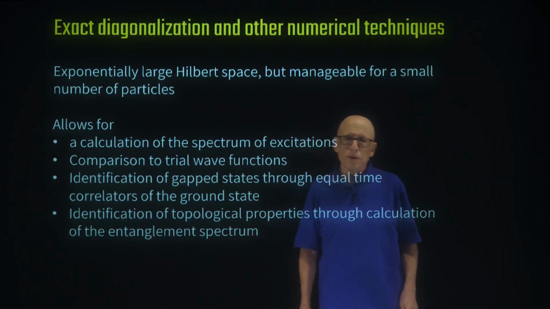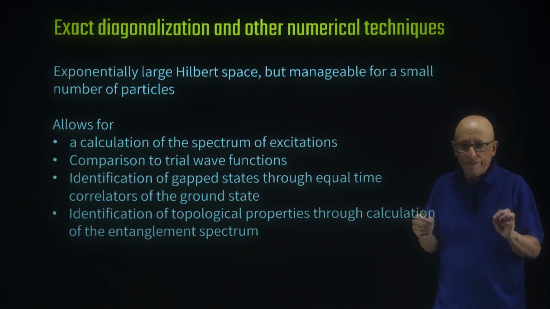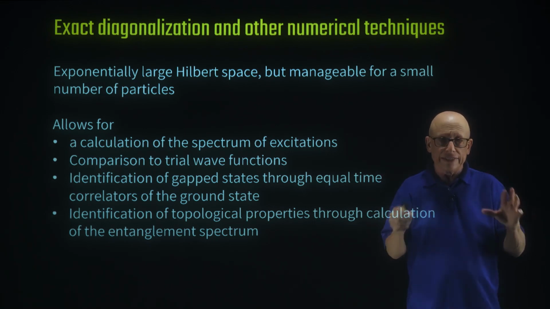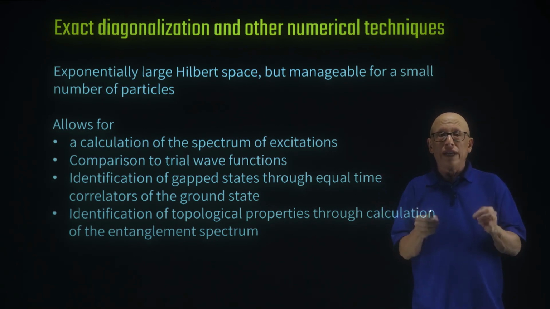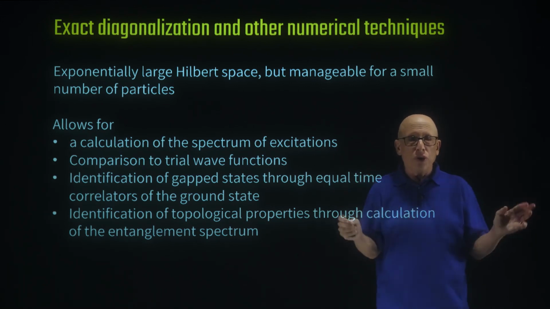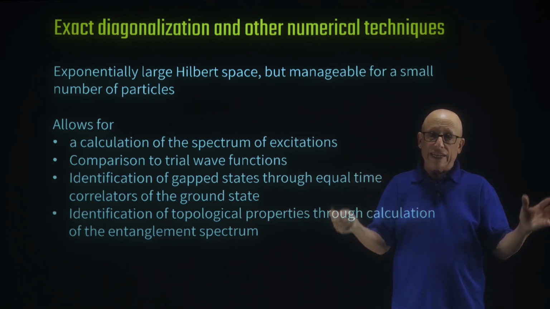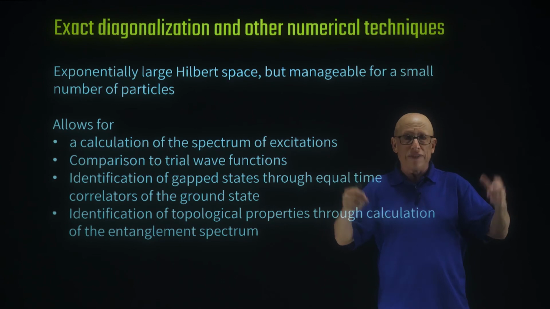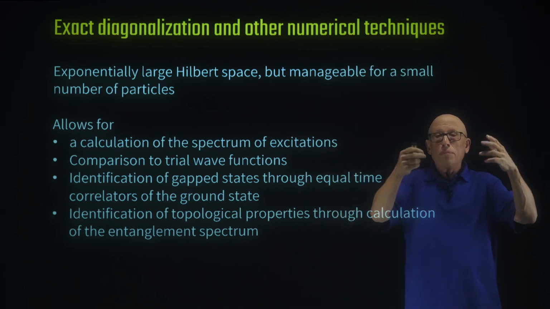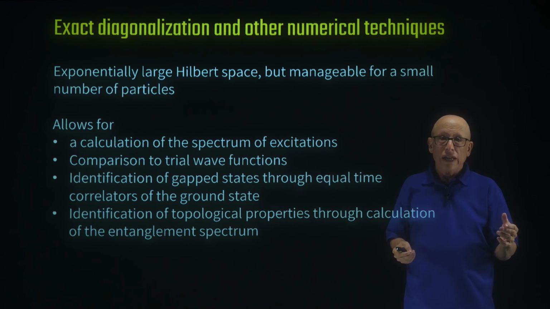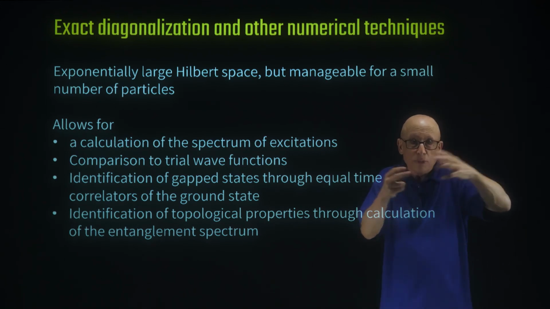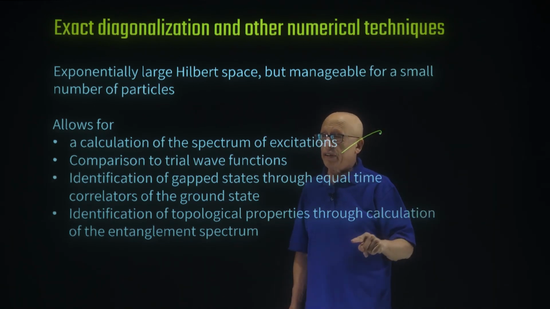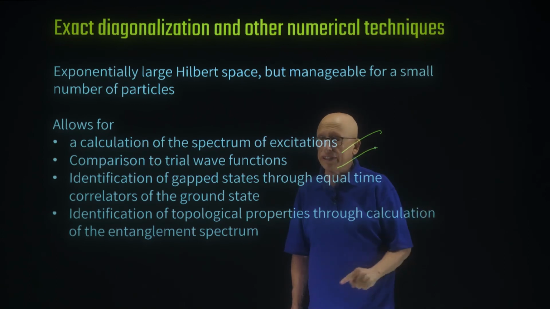What I do want to talk about now, very briefly, is the way we can use numerical techniques, numerical tools, to analyze fractional quantum Hall states. We would have liked to diagonalize exactly the Hamiltonian for many, many electrons. We cannot do that because the Hilbert space is exponentially large. But for a small number of particles, we can. For small systems, we can extract the spectrum of excitations and the energy of the ground state. We can compare to trial wave functions, as we talked about.